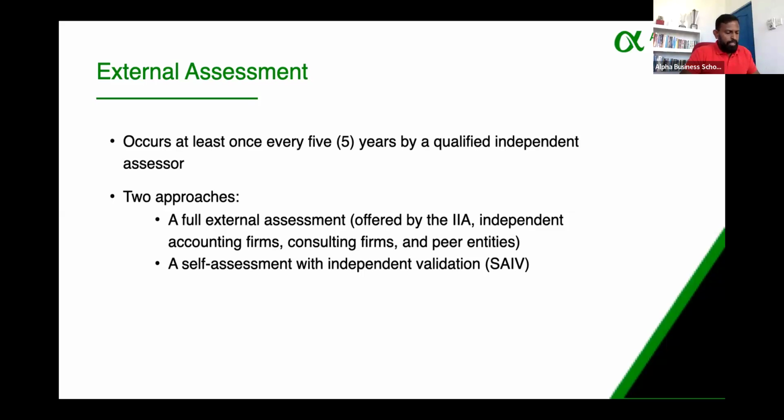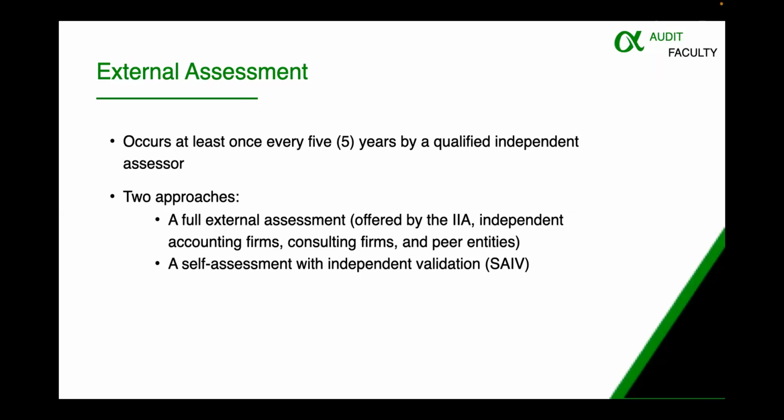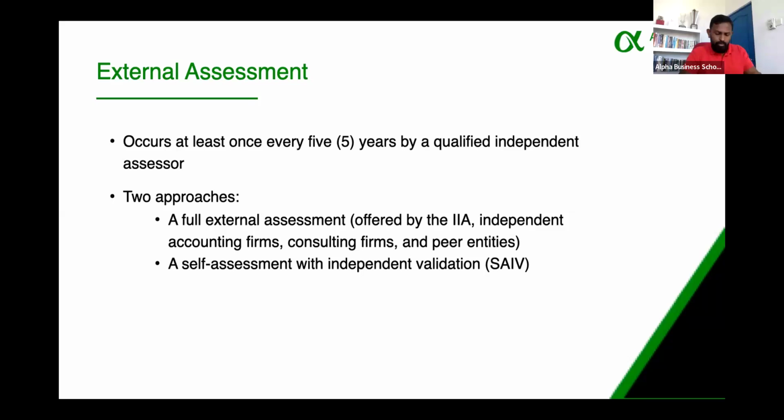Can both of you give me one example of non-conformance? When you say the internal audit activity is not complying with the quality requirement. Roshini? When the internal audit division is not independent. Very good.